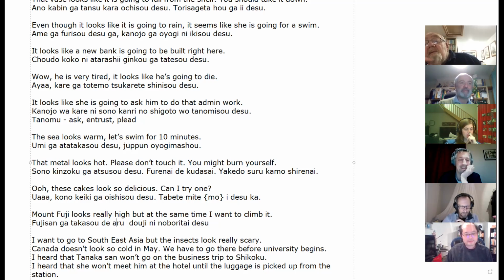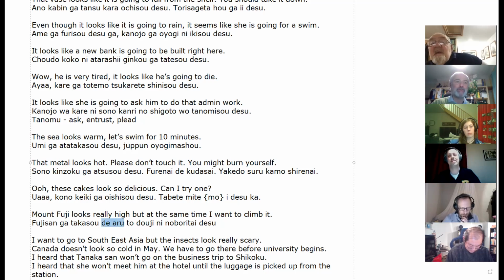Aru. So why this? Because we need the plain form before doing doji ni. Yeah, that's true. But why did you choose de aru? Because it turned into an adjective. Exactly. Takaso is a na adjective, and to join na adjectives with doji ni, we put de aru in between. Well done, Joel.